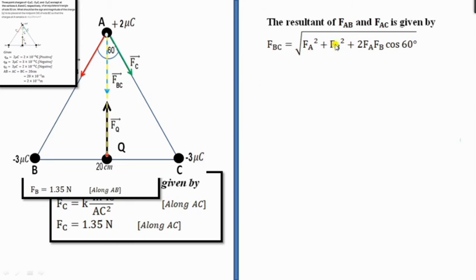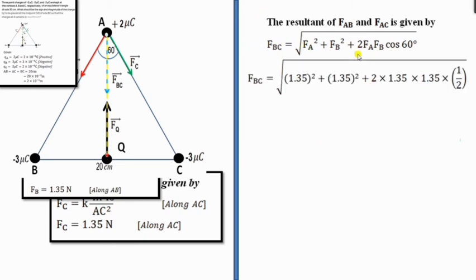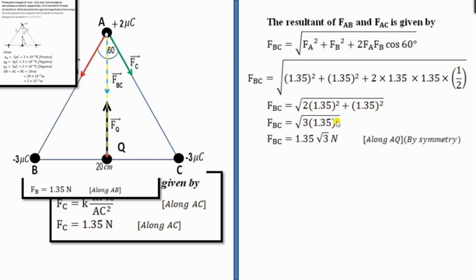The resultant vector will be given by this, and if you put the values, cos 60 is half, so this 2 and this 2 get cancelled, so you are left with 1.35 square plus 1.35 square, so it will be root 3 times 1.35. So this will be the total force and the direction will be along AQ, so it will come down.